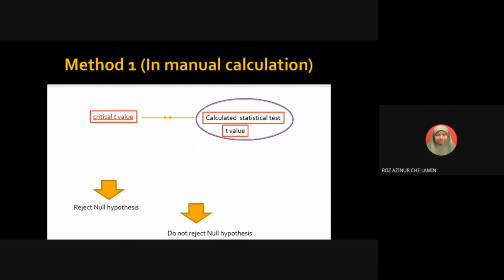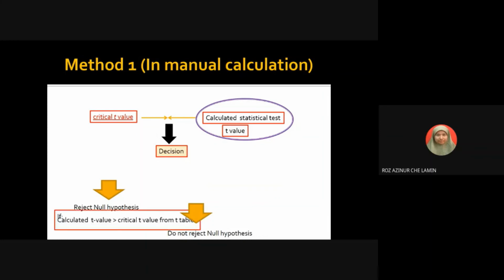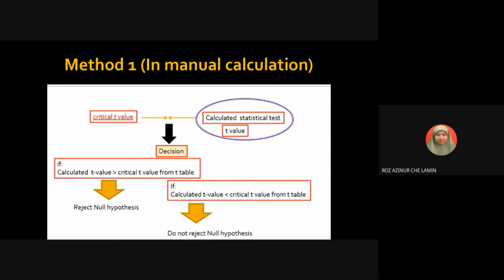This is the decision that you can make if you calculate manually, using the critical t-value and calculated t-value. If the calculated t-value is more than the critical t-value, you have to reject the null hypothesis. When you reject the null hypothesis, it means that the means are not equal.